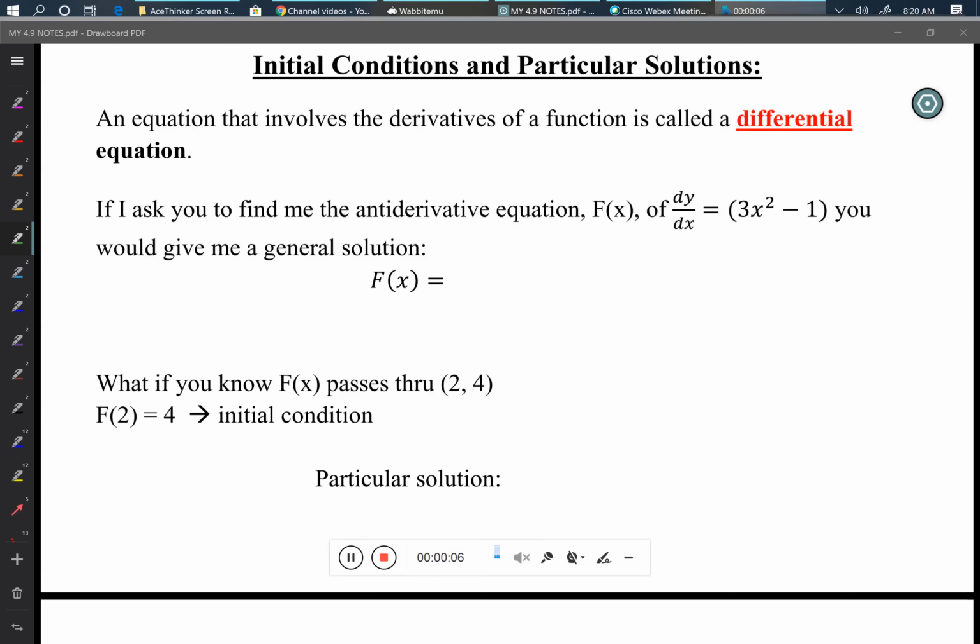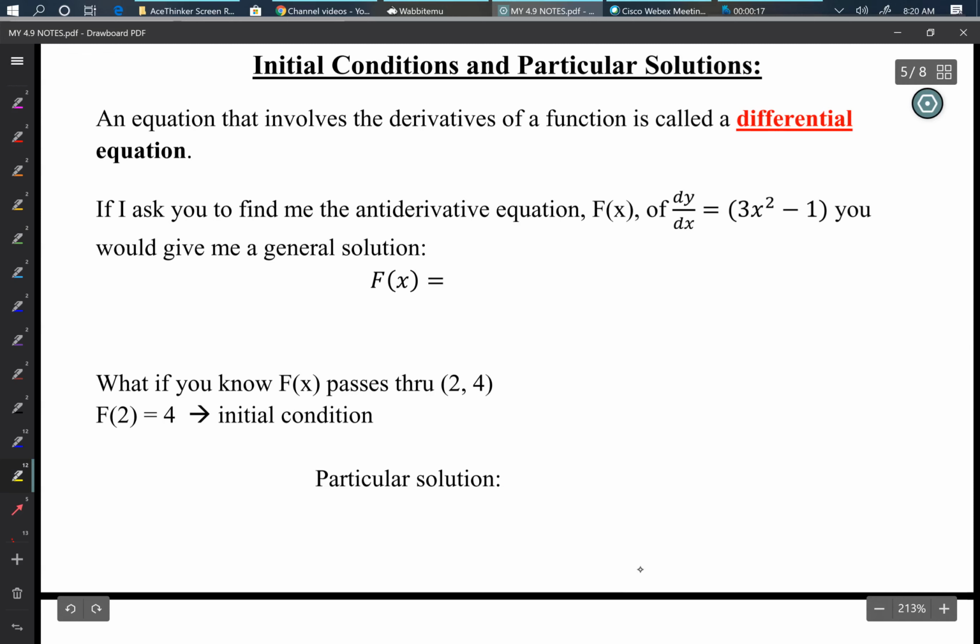All right, so in this section we're going to take a look at something called particular solutions with initial conditions. What we're going to look at is how an initial condition, or knowing something about the original function or a point on the original function, can help us take a particular solution and turn it into an exact solution. So some language to begin with.